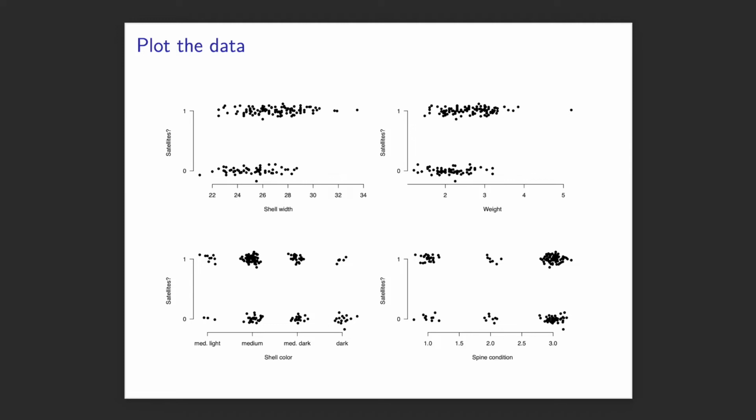And then spine condition. These are labeled as low, middle, or bad, middle, good, which I guess is a similar thing. The ecologists examined the crab and determined what condition the spine was in. Shell color and spine here are ordinal, right? And then the other two are continuous predictors.